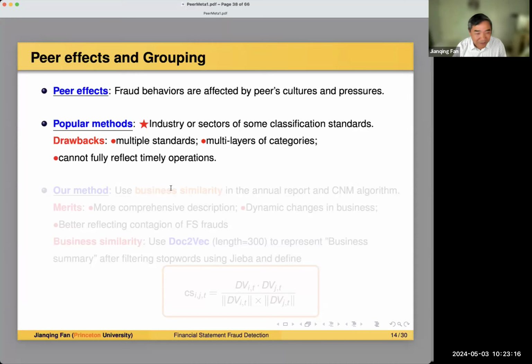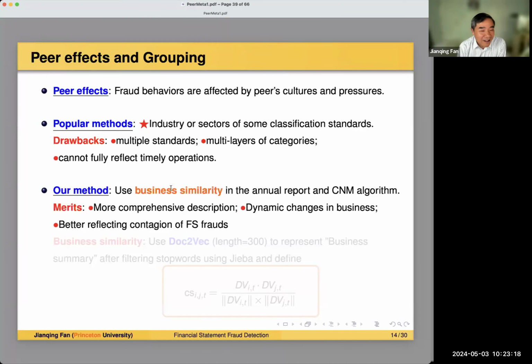Now, in the age of AI and large language models, you can easily use business similarity in the annual report to define the peer. So we base it on business similarity and then apply a clustering algorithm, and you get a peer group. Of course, this is a more comprehensive description of the business, it reflects dynamic change in business year over year, and it better reflects the contagion of financial fraud.